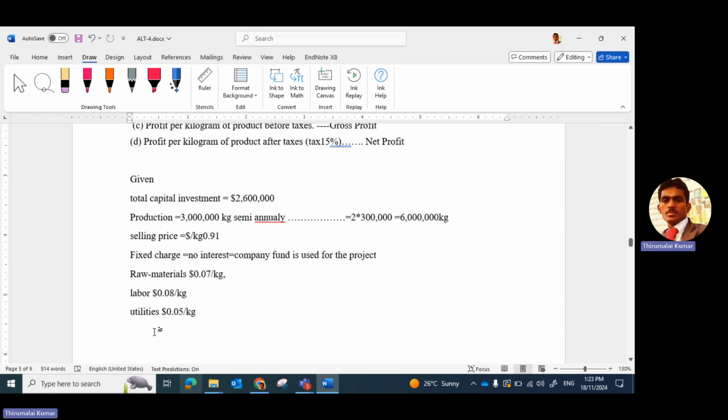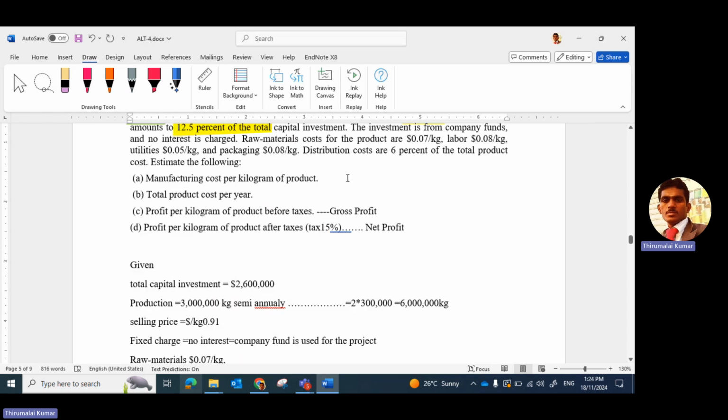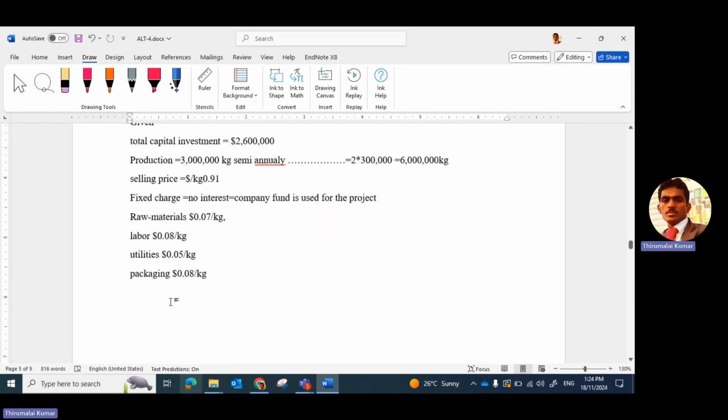Under the planned overhead, we have a packing cost of 0.08. The distribution cost is around 6% of total product cost. So distribution cost is equal to 6% of total product cost.